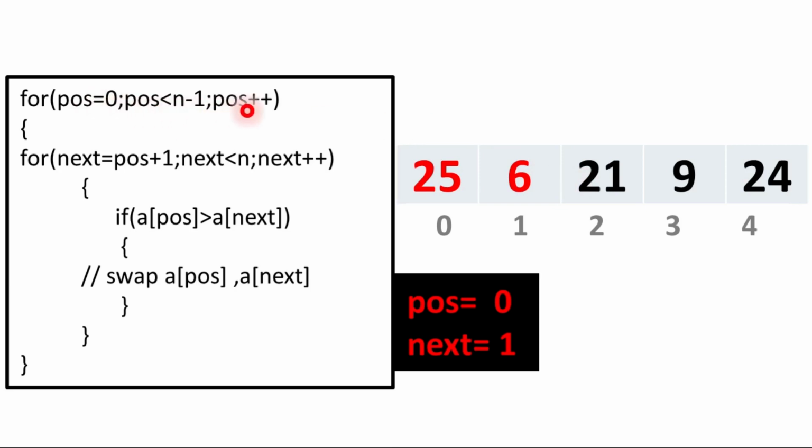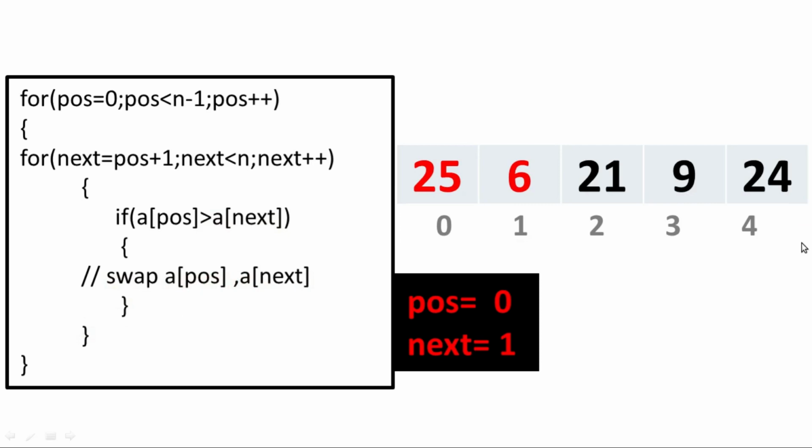This is the parent loop, which runs for every position starting from 0 to n-1. For each position, this is the inner loop that is written to pick a next element, which always starts from position plus 1. The next should always be less than n, and each time next is incremented by 1. Whenever the condition is true, we compare a of position with a of next, and in case a of position is greater than a of next, then we swap a of position and a of next.